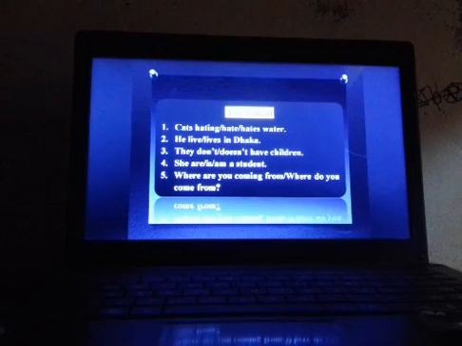Very simple. First, cats hating or hates? What would it be here? Actually, hate is correct for the cats. Then, he lives in Dhaka. Here the correct answer will be lives. In the third question we see here they doesn't have children, and that should be don't. And for the fourth sentence, she is a student. And finally we see here, where do you come from.